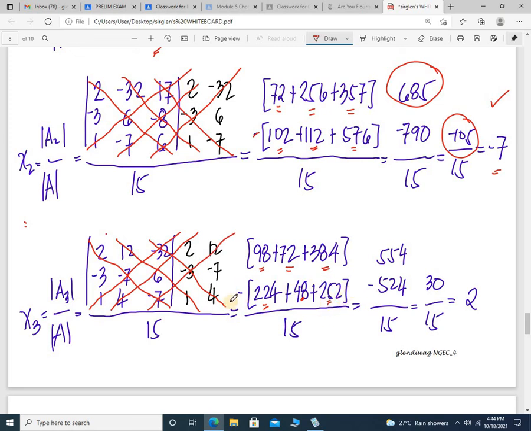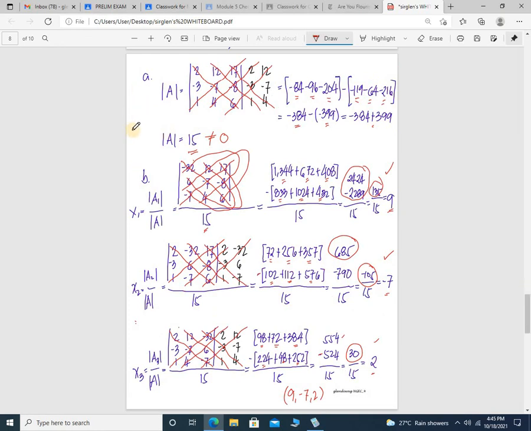Again, the operation is minus. So the sum of the first grouping is 554, and the sum of the second grouping is 524. The operation is a minus, and the difference now is 30, and that is divided by 15. I have 2. There you go. So again, we have the values 9, negative 7, and 2. Using Cramer's rule, we end up with a similar solution.